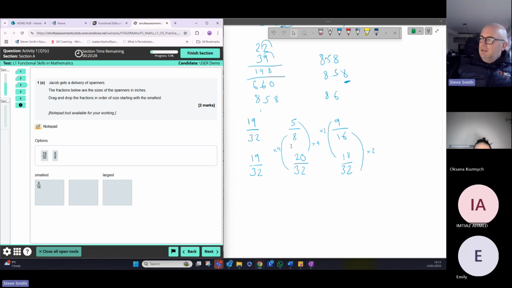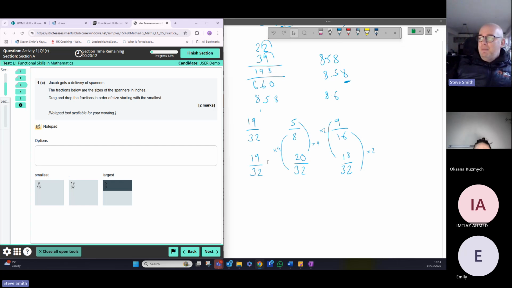And then we can see that 19/32, that sounds a bit weird, 19/32 is the next one. And then 5/8 is the largest. So we can clearly do the same denominator.